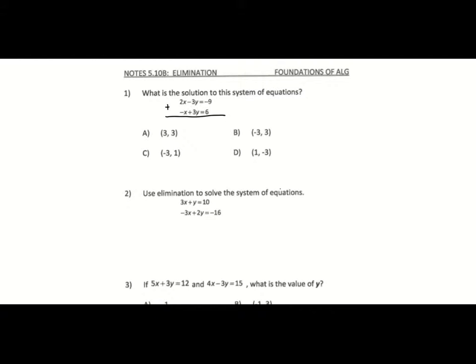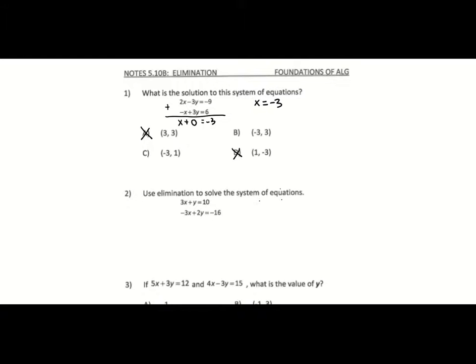When we do that, we get negative 9 plus 6 on this side, which is negative 3. Negative 3y plus 3y is 0. And negative 2x plus a negative x is just x. X plus 0 is just x, which equals negative 3. And we already have our value of x. We don't have anything to divide by this time. So our x equals a negative 3. So that means we know it's not choice A and we know it's not choice D.